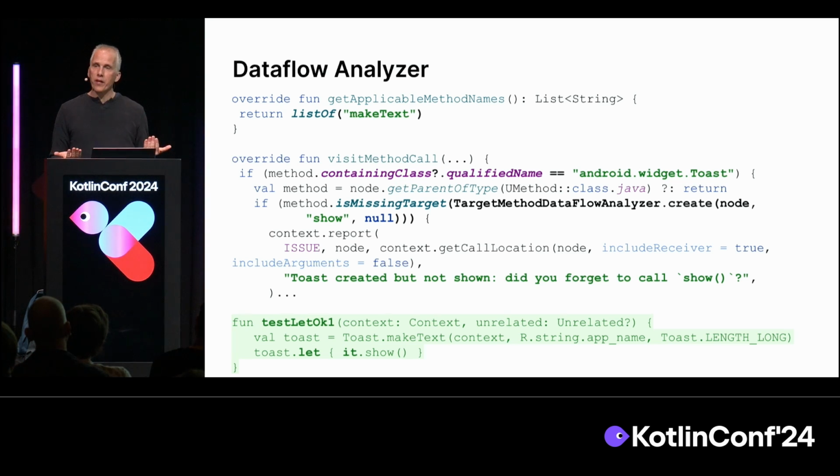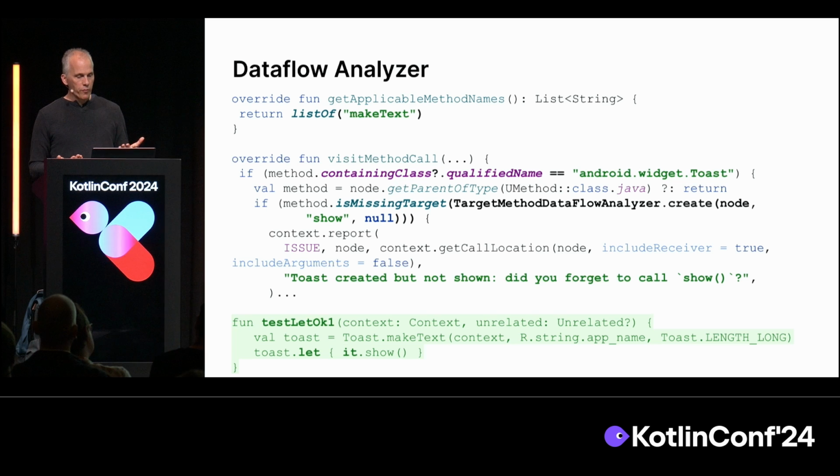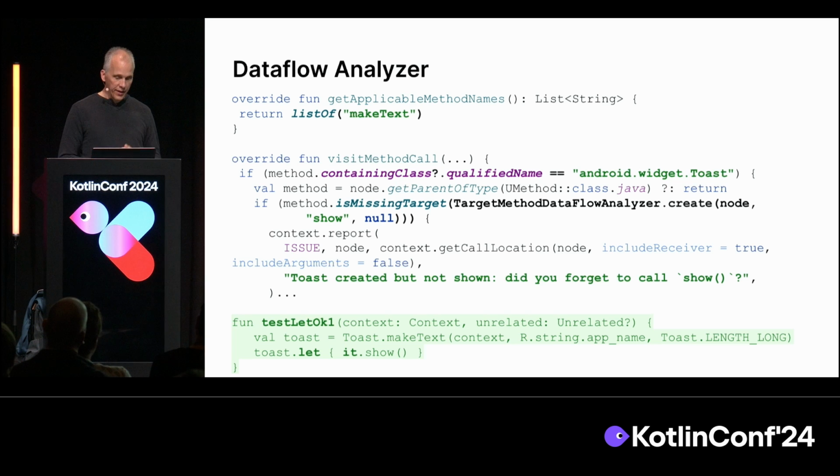And as a user of the data flow analyzer, you just tell it to start tracking instances on a particular call, and then you have a callback where you can decide if the target has been reached. And it's very easy to see if the value escapes by being stored in the field or passed to another method and so on.